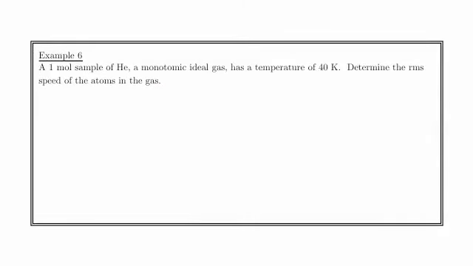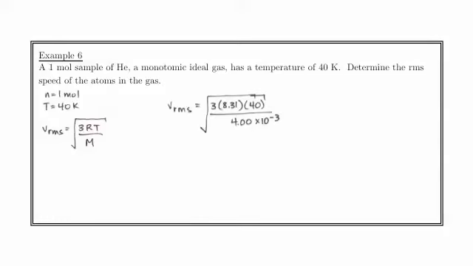This is another pretty typical sample AP exam question. A 1 mole sample of helium, a monatomic ideal gas, has a temperature of 40 Kelvin. Determine the RMS speed of the atoms in the gas. Here we know that we've got 1 mole, the temperature is 40 Kelvin, and we know that the root mean squared velocity is the square root of 3RT over the molar mass. So what's the molar mass of helium? It happens to be 4 grams per mole.